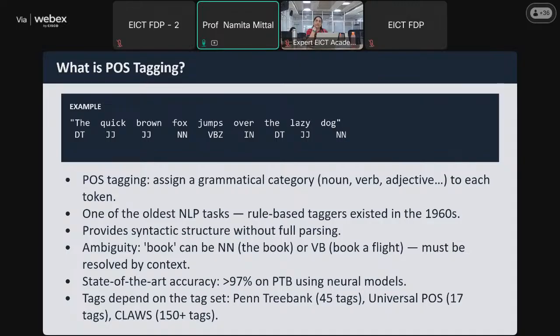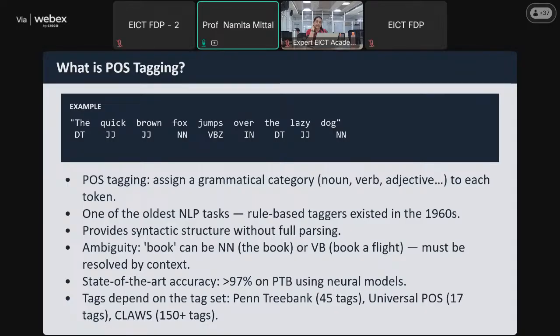So what is the drawback of this? If something is not known, it may not be tagged. And if someone makes a mistake by chance, then it is accepted unless it is annotated by many. You ask many people to look at it, and then a majority vote is taken. So it provides syntactic structure without full parsing.